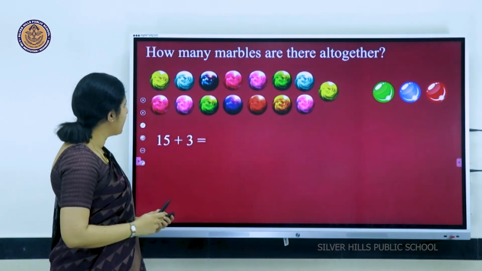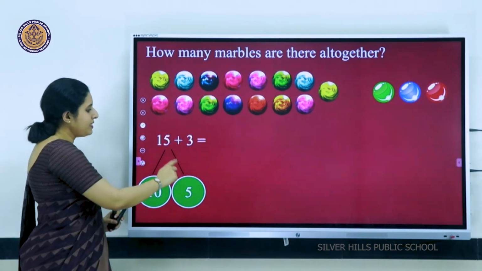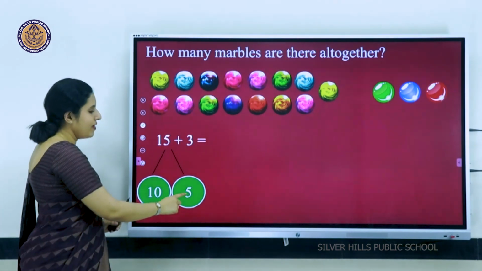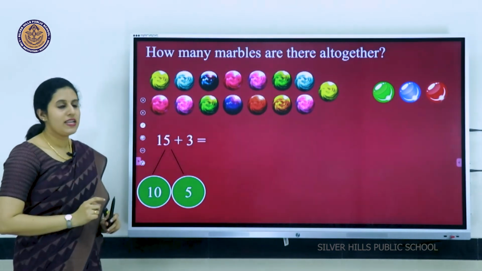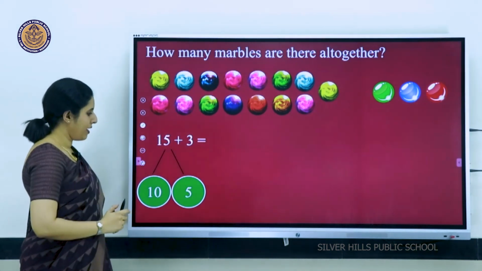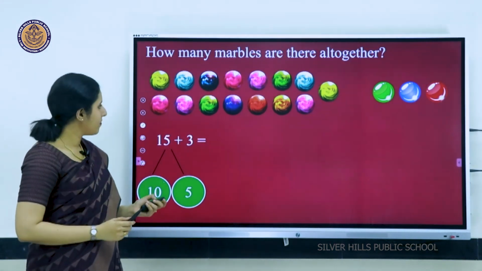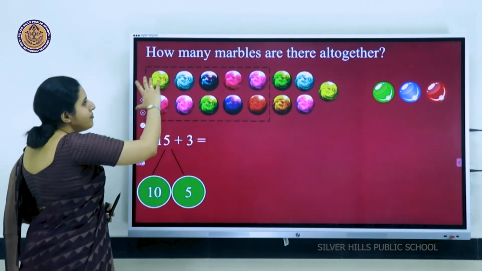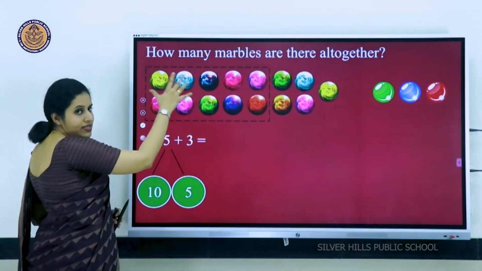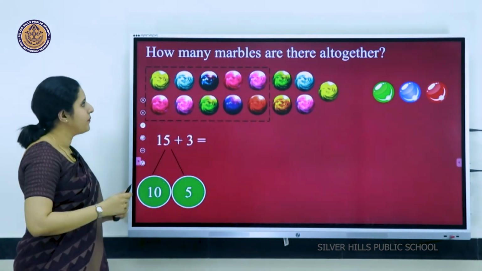Let's see how that is done. Yes, how do we do that? We do that by splitting 15 into 10 and 5. You know 10 and 5 put together gives you 15, right? So that means 15 can be split as a 10 and a 5. So here we obtain the group of 10. Yes, see 15 marbles. First you made a group of 10. Outside there are how many? 5. That is why 10 and 5.